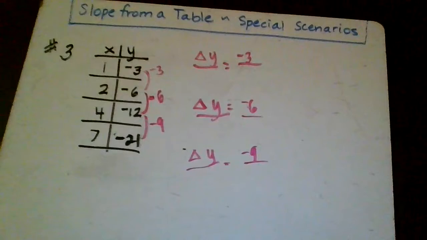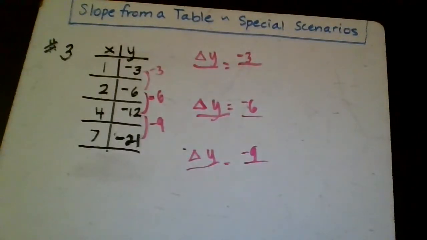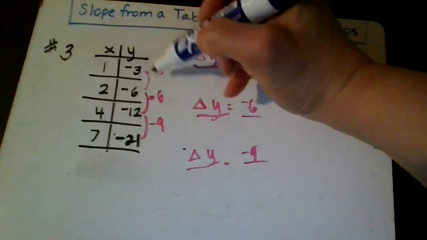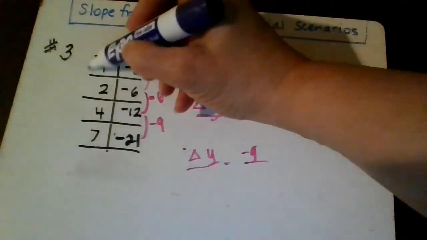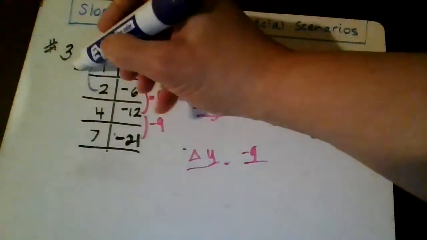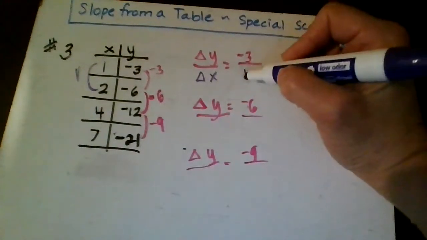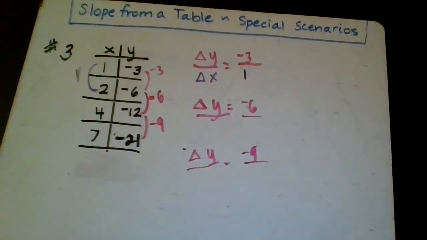All right, well, that's interesting. Everything up to this point, it's always been the same. So, all right, well, let's go to the change in x. Let's see what we got going on here. So let's look at this first example, this first point here. And I have from 1 to 2. 1 to 2, the change is 1. So my change in x would be 1.